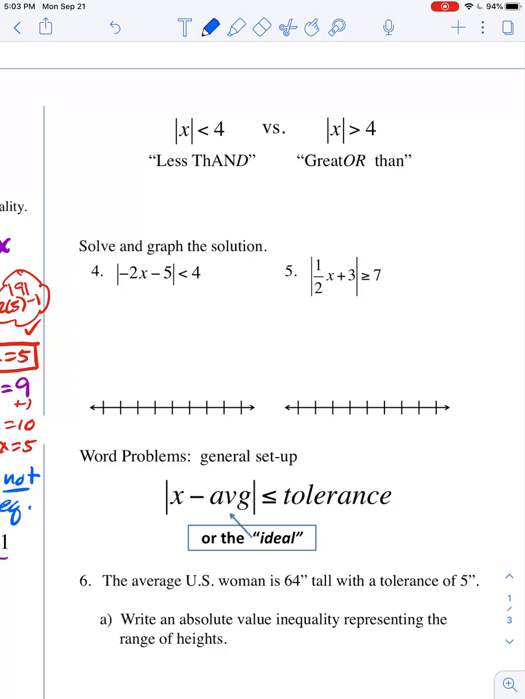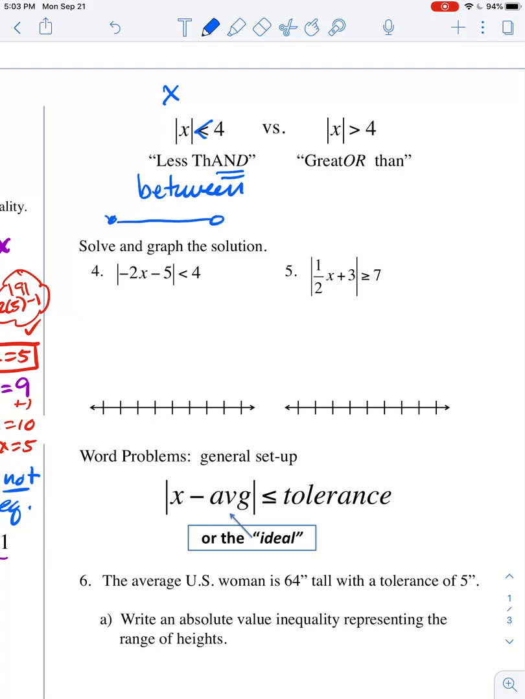So I always look at this with the x on the left, and then I see this, and I just exaggerate how I say it. I go, oh, that's a less than. So I know it's going to be an and statement. An and statement is like a between. So you're thinking, remember, that the distance has to be less than 4.